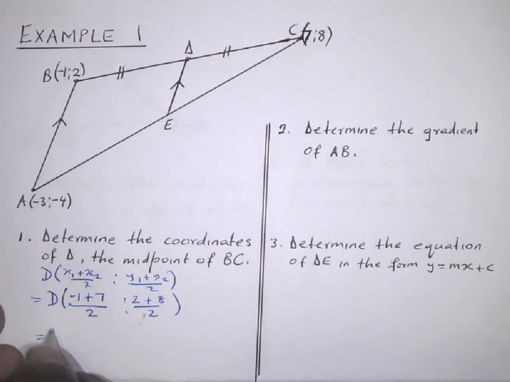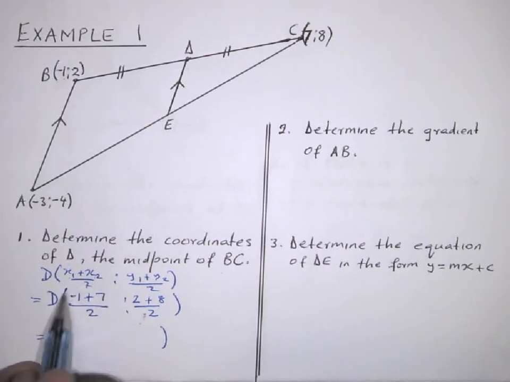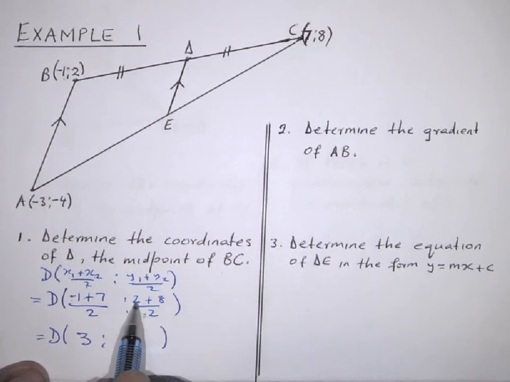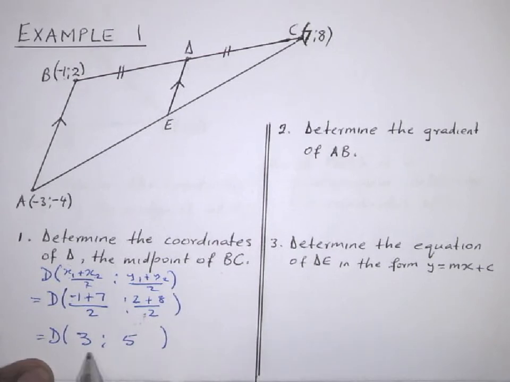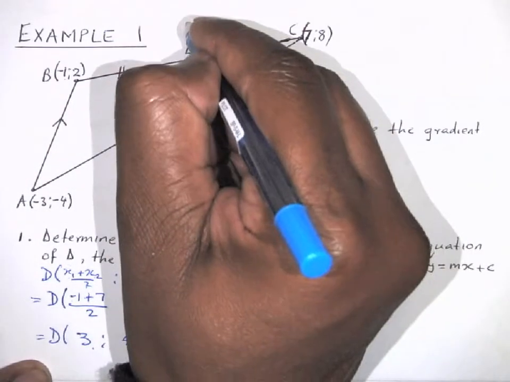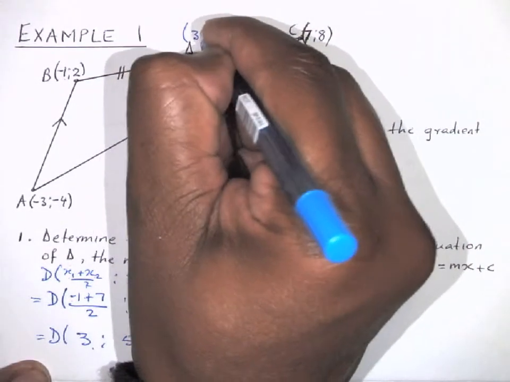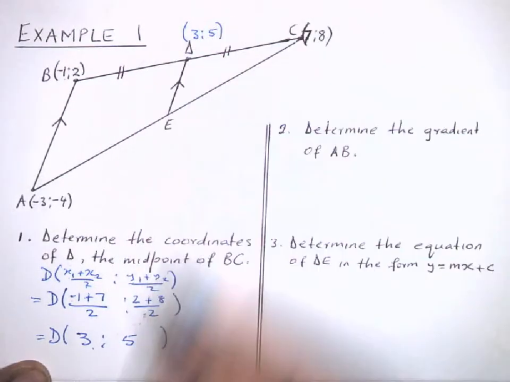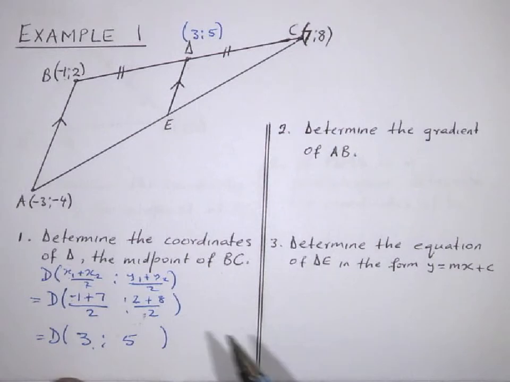So which means that our D will be a point of minus 1 plus 7, which is 6. Then 6 divided by 2 is 3. And then this one is 2 plus 8, that is 10 divided by 2. You get 5. So the coordinates of D are (3; 5). If I like, I can write that over there, to make things easier for me when I do some other calculations. Let's look at another question.